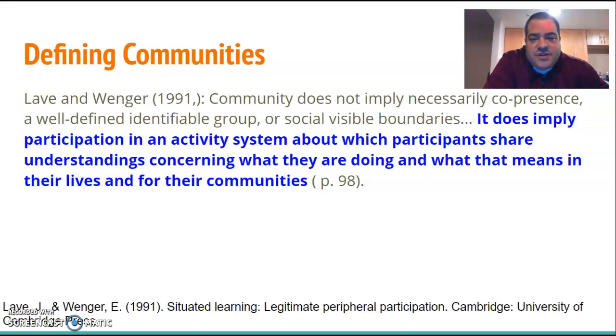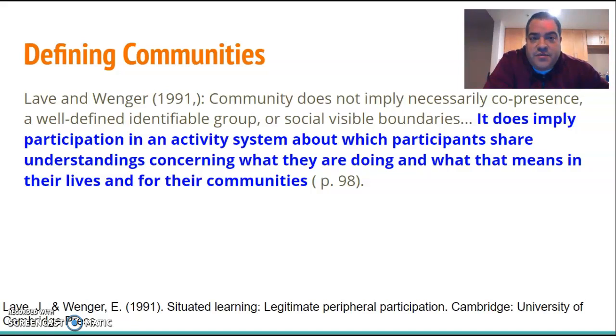So there's a shared interest, right? This definition coincides with the most basic fundamental definition, but one of the things that it doesn't imply is it doesn't necessarily mean there has to be a co-presence or a well-defined identifiable group or any kind of social visible boundaries. It can be virtual. And in our case, that's what we're interested in, online communities. How do we form online communities within a, quote-unquote, distance course?